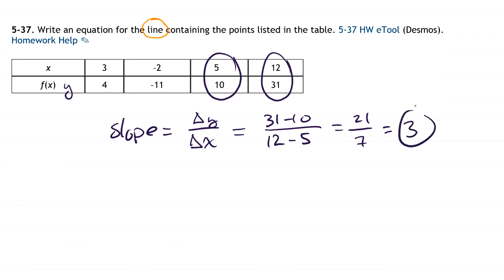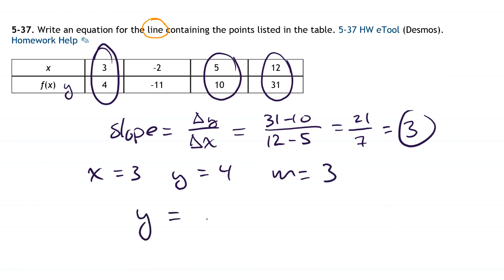Now that I know that the slope is 3, we're trying to find the equation of the line. So I'm going to pick any one of the other points, or I could pick one of the points I've already used, to figure out what the y-intercept is. I'm going to use this point right here, the 3, 4. So what do I know? I know that x is 3, y is equal to 4, and my slope, and the variable I use for that is m, is equal to 3.